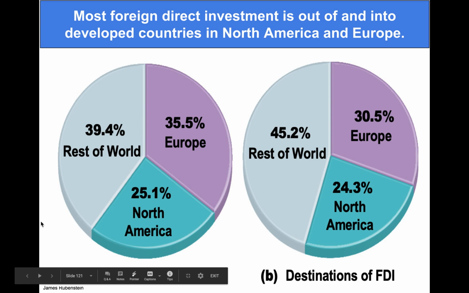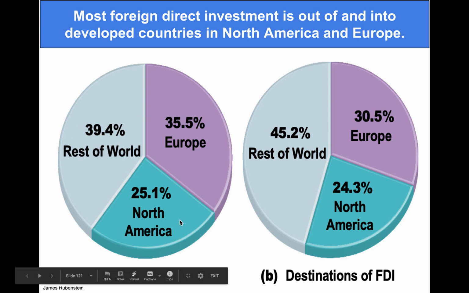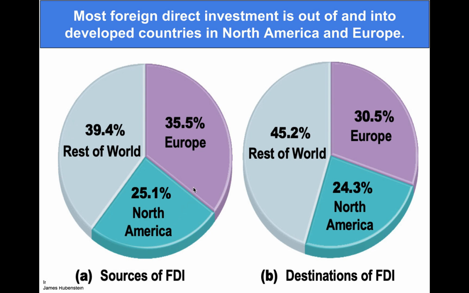Most foreign direct investment is in and out of developed countries, North America and Europe. So we can see the movement. By and large, FDIs go to areas of the world that can repay the loans. Because, again, transnational corporations are in the business of making money, and if they can't repay loans, then that puts them in debt.